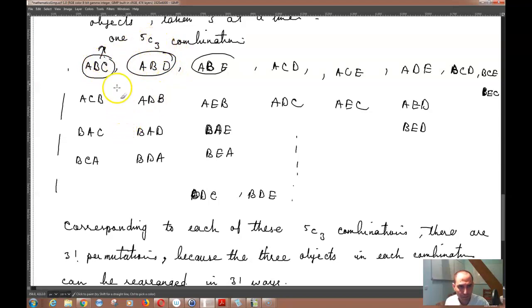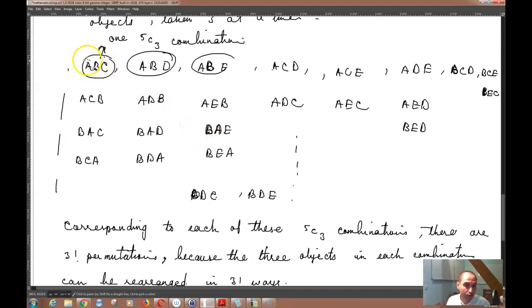For example, over here you have taken 5 combination 3. At the end of the day, you are always going to have 3 distinct objects here, and the order of them is changing, meaning ABC, ACB, BAC, BCA, and so on. The only thing changing is the order of those objects. The objects remain the same.